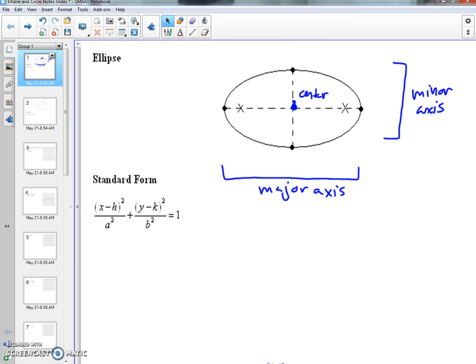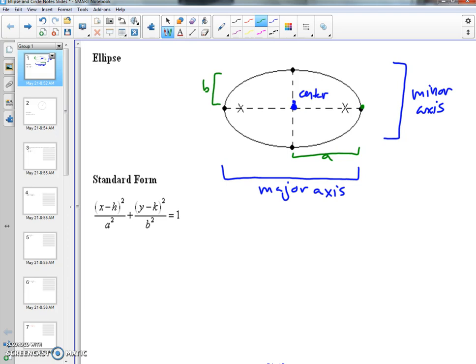Also, we have this distance here. From the center out to this point, we say is a. Same idea vertically. So it's basically just half of each axis. We call this one b. And those tie in directly to the equation here.